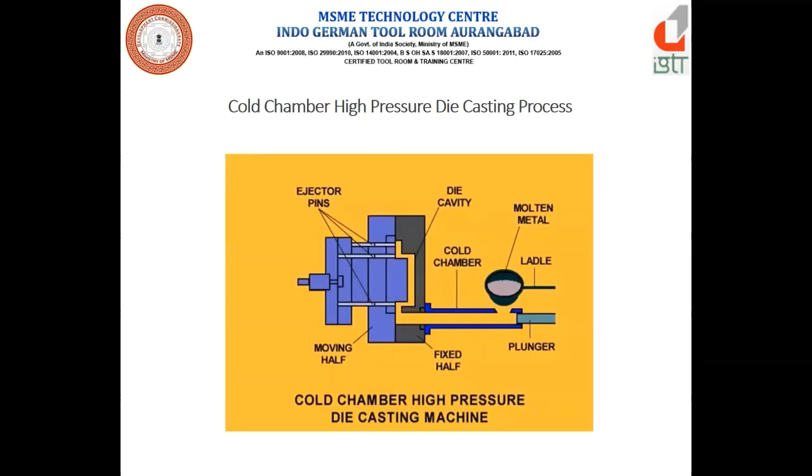So this is a typical diagram which explains the cold chamber high pressure die casting process. Molten metal is poured by ladle into the shot sleeve, and the plunger acts on the molten metal to force the metal into the die system.